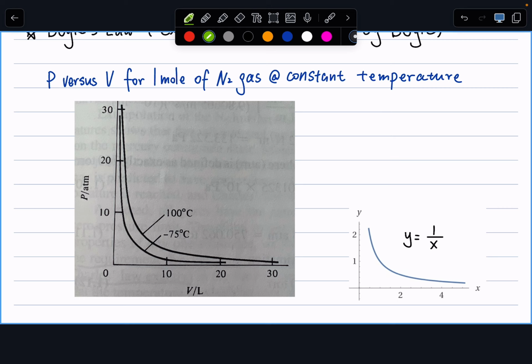So whenever reading a scientific figure, we first look at the axes, right? On the y-axis, we have our pressure. You can see this one is talking about pressure in atmospheres, or ATM. So that's how we read it. And on the x-axis, we have volume.